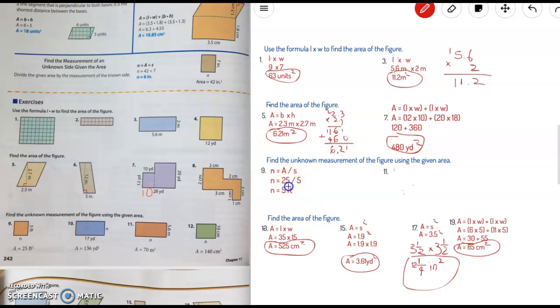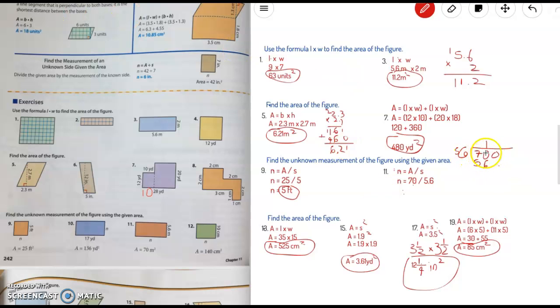11, oops, sorry. Aha, N equals area divided by side. The area is 70 meters squared, and one of the sides is 5.6. Yay, we get to divide decimals. Remember, if our divisor is a decimal, we're going to turn it into a whole number by moving the decimal to the end. And we do the same thing with the dividend. So this becomes 56, and the dividend becomes 700. So 700 divided by 56.